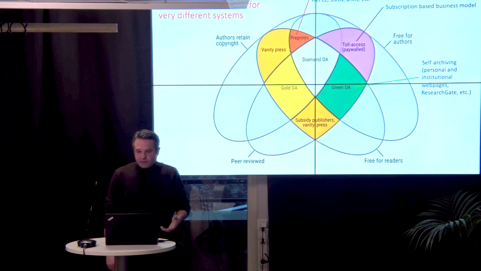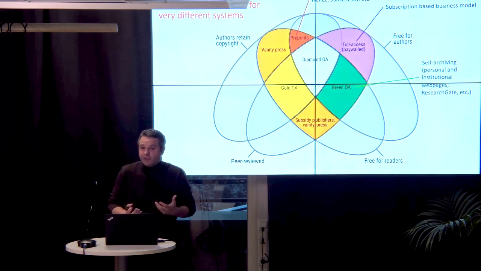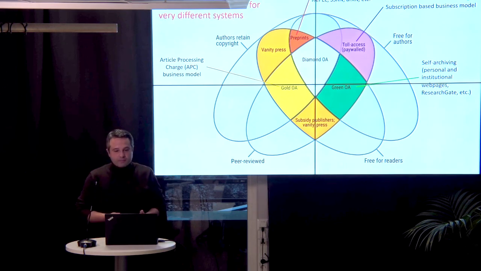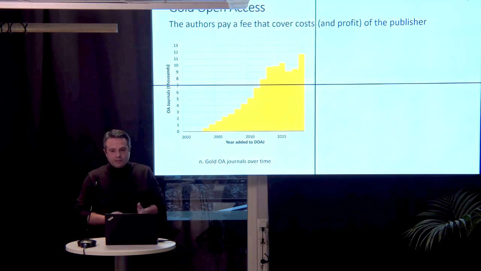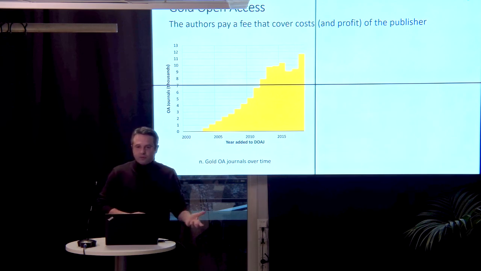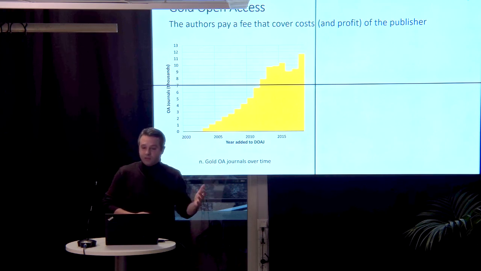We have a green open access space, which consists of self-archiving through personal web pages or public repositories of often articles which have already been accepted. And finally, we have what we call gold open access, which implies the so-called article processing charge business model. And I'm going to focus now specifically on this. So gold open access implies that the authors, to publish, pay a fee. And these fees supposedly cover the cost of publication and some profit for the publisher. Now, the number of registered gold open access journals exploded, as we can see from this slide.